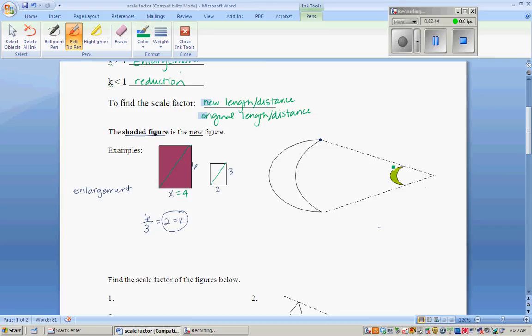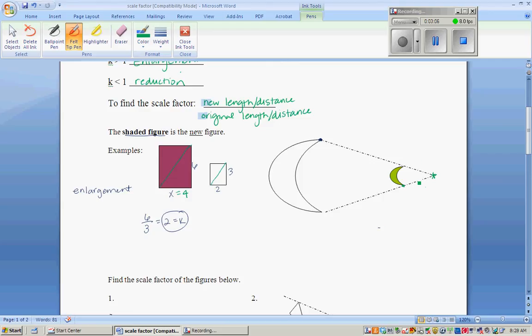So let's try these, because these are sneaky. These ones deal with distances, not lengths. This little point over here is called a vanishing point. If you go from one figure and you perfectly pick up the exact same spot on the new figure, they will converge into something called a vanishing point. These are the distances we want.